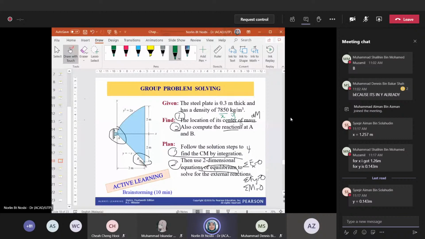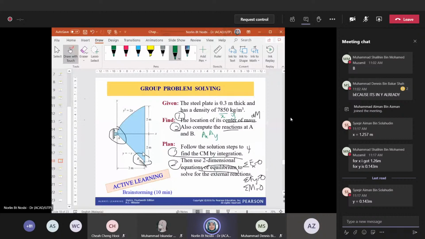Okay, that's okay. For x bar is 1.26. Yeah, correct. And then for y bar is 0.143 meter. Yeah, correct. So how about second part? You need to find the reaction at point A and point B. So you need to find the reaction. So you need to find the AX. You need to find the AY for point A. And then how about B? What is the reaction at B?